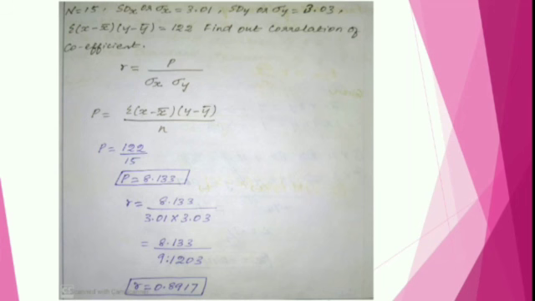r equal to 8.133 divided by 3.01 into 3.03. Now cancel all the values. Now we can find the value of r. r equal to 0.8917.